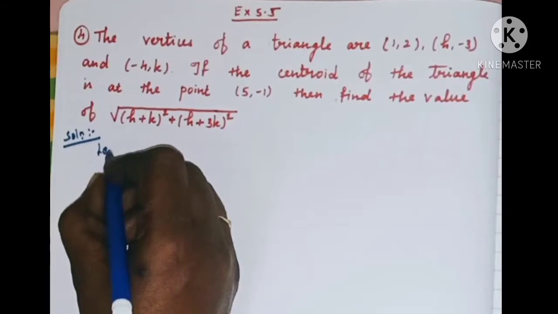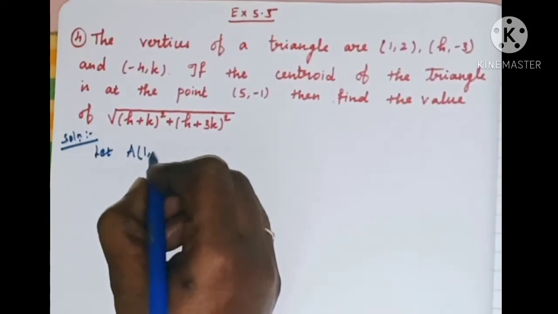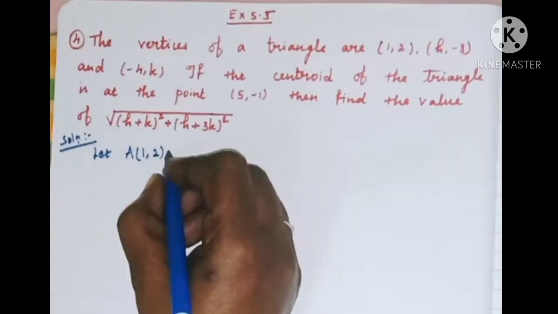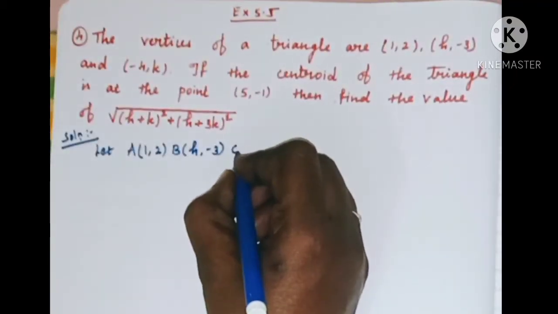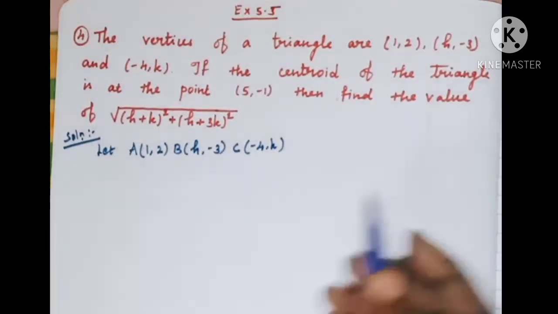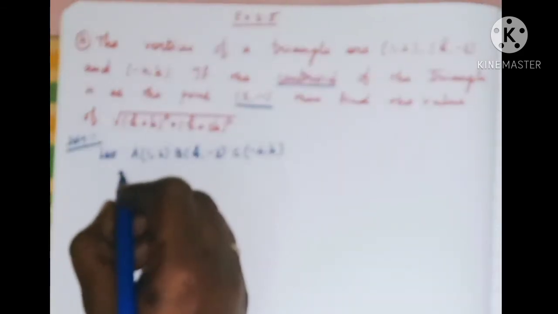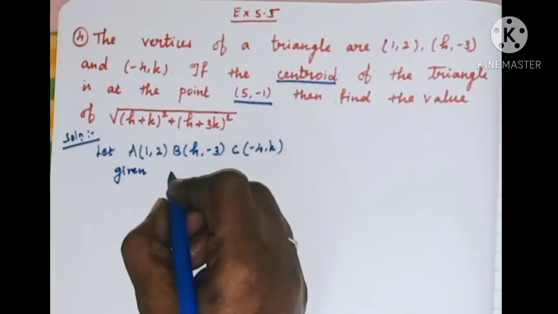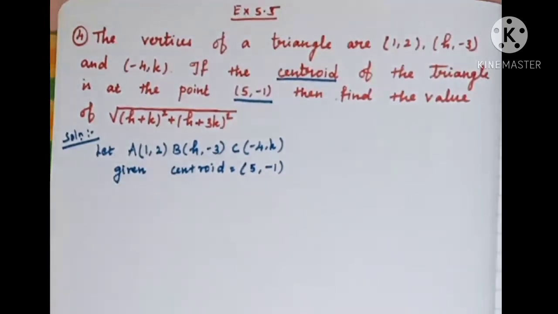So let the vertices of the triangle be A, B, C. Take the first coordinate (1, 2) as A, the second coordinate (h, minus 3) as B, and the third coordinate (minus 4, k) as C. Also they are given the centroid of the triangle: the centroid is (5, minus 1).